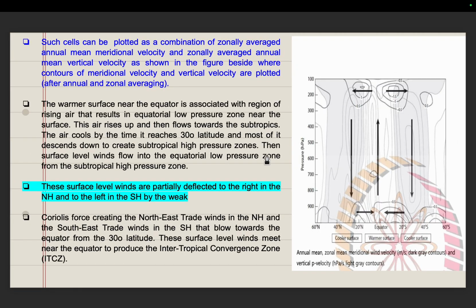Such wind cells can be plotted as a combination of the zonally averaged annual mean meridional velocity and the zonally averaged annual mean vertical velocity, as seen in this figure in your lecture slide. The contours of the meridional and vertical velocities are plotted. The warmer surface near the equator is associated with a region of rising air that results in a low pressure zone near the equator at the surface.